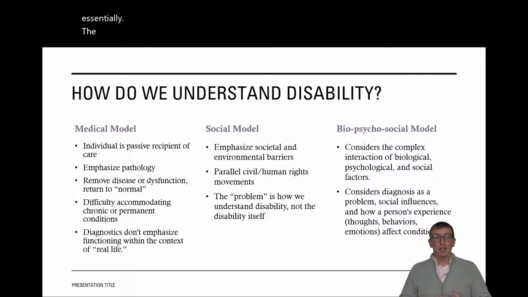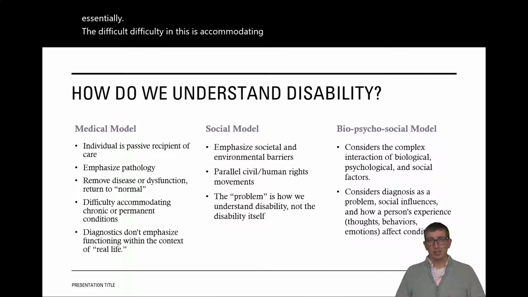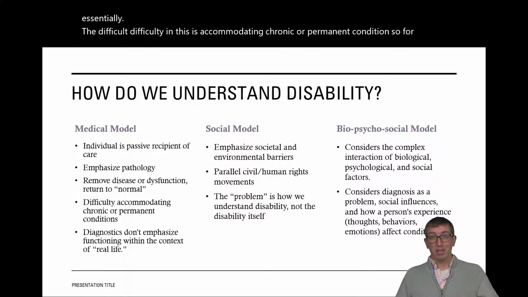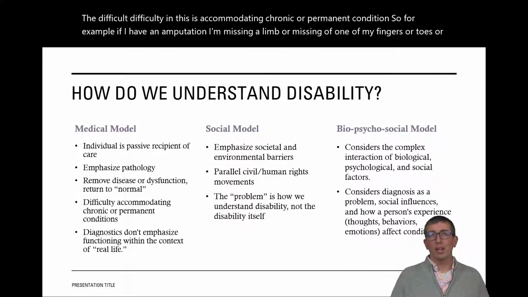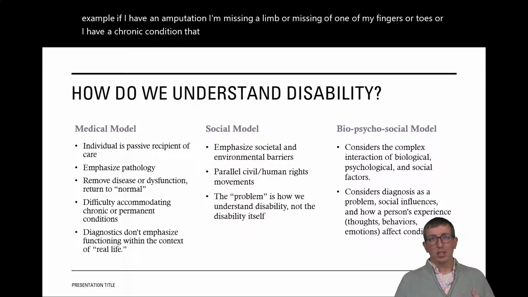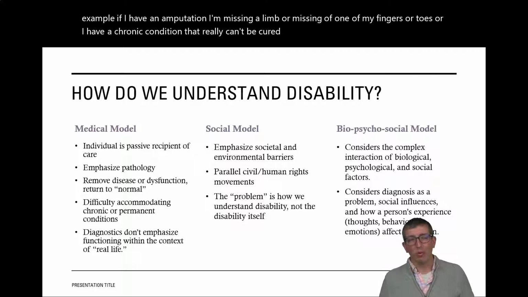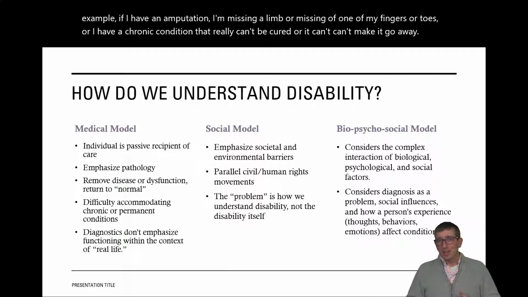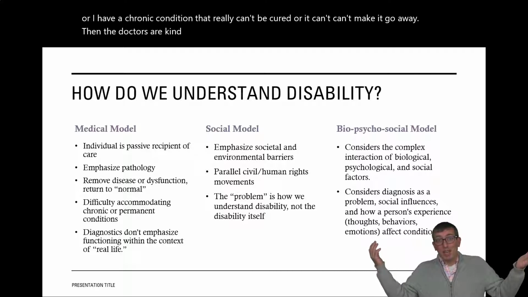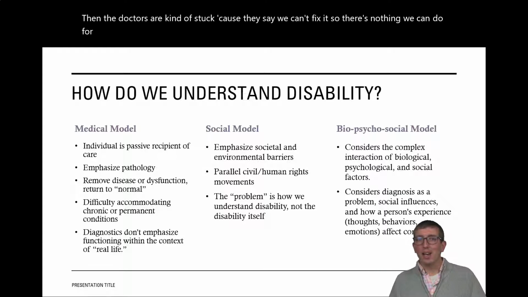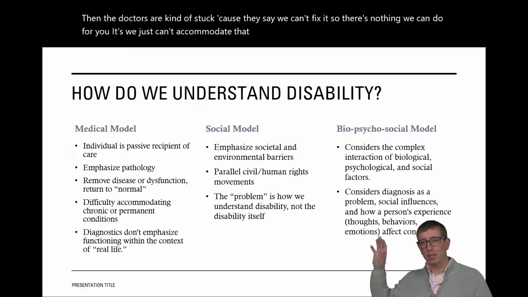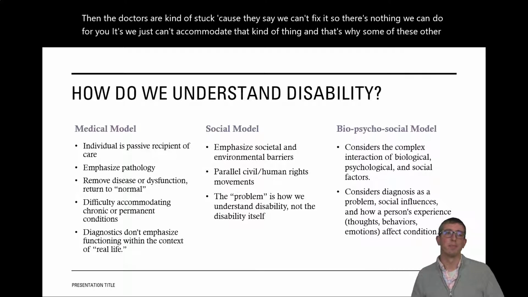The difficulty in this is accommodating chronic or permanent conditions. For example, if I have an amputation, I'm missing a limb or one of my fingers or toes, or I have a chronic condition that really can't be cured or made to go away, then the doctors are kind of stuck because they say, well, we can't fix it, so there's nothing we can do for you. We just can't accommodate that kind of thing. And that's why there are some of these other models that we'll talk about in a second.